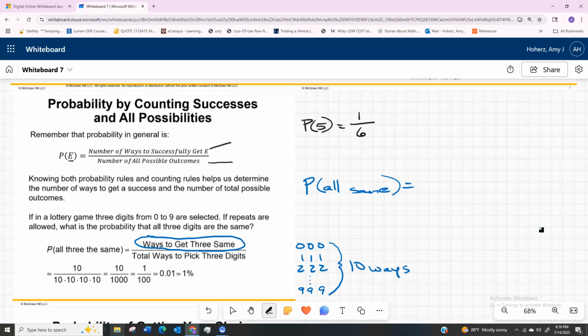So there's actually 10 different ways that we can get 3 the same. So 1 to 9 plus the 0, 0, 0. So our top number, the number of ways to get 3 the same, there's 10 ways to do that.